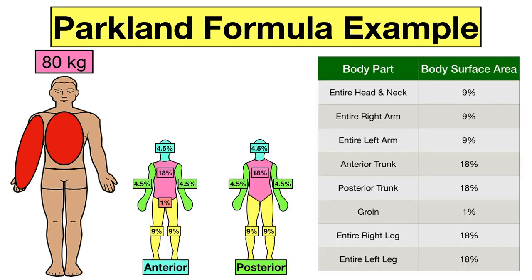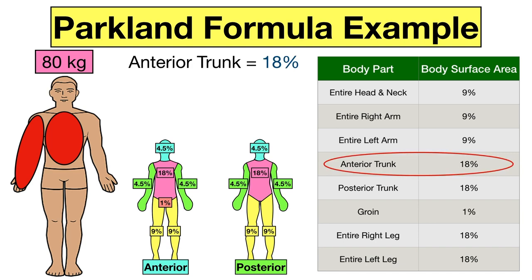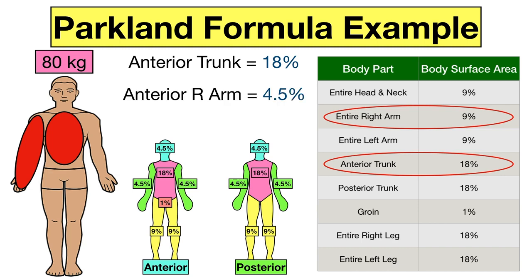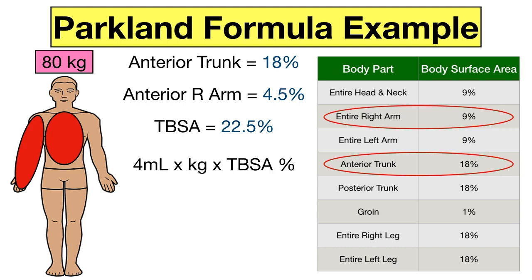First, we have to calculate the total body surface area, and we're going to use the rule of nines to do that. We know the anterior trunk has a total body surface area of 18%. Next, we have the burn involving the entire anterior right arm. We know the entire right arm has a body surface area of 9%. Since the burn only involves the anterior aspect, then it's 4.5%. So this patient with partial thickness burns to the anterior trunk and anterior right arm has a total body surface area of 22.5%.